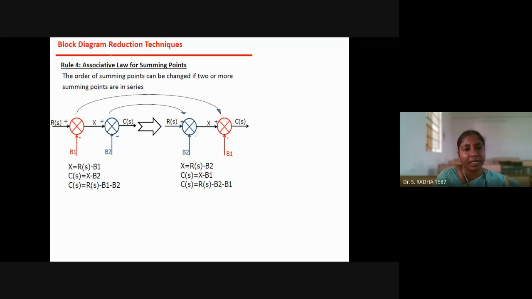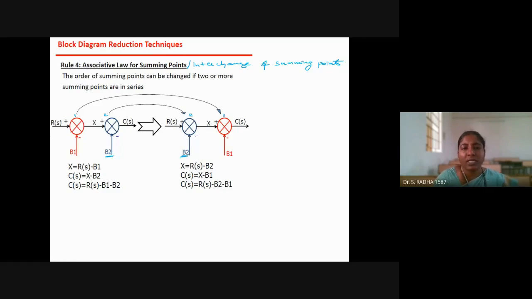And here what is happening? The rule I will give another name as interchange of summing points. This can also be called interchange of summing points. If you take this as the first summing point and this as the second summing point, in blue color, here the second summing point is put first. The second summing point has B2, so that comes first.